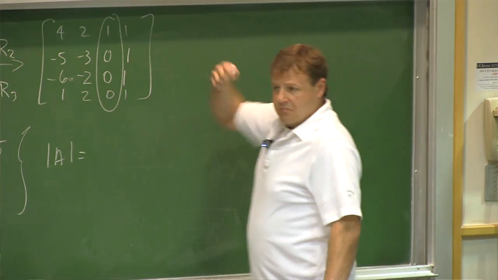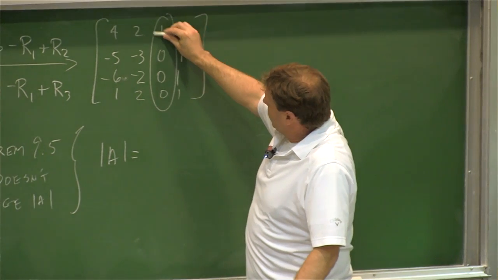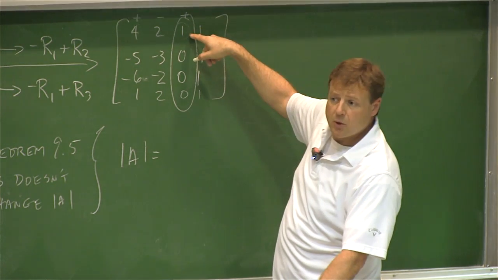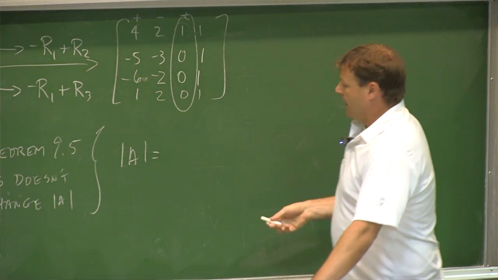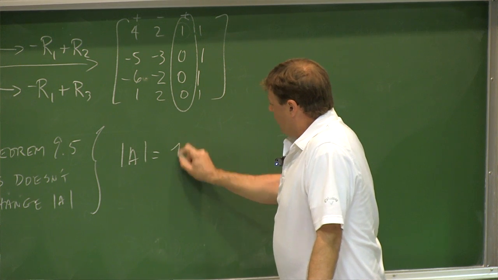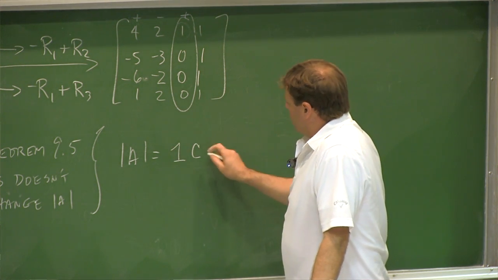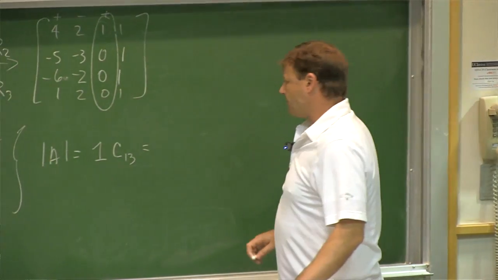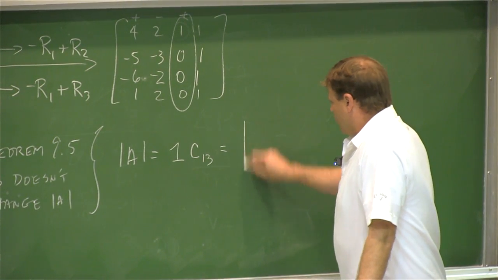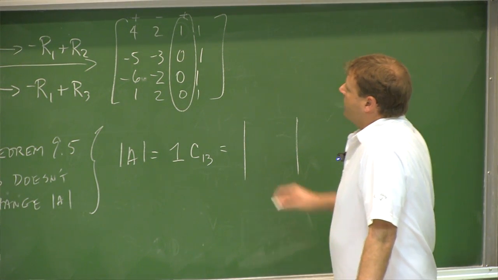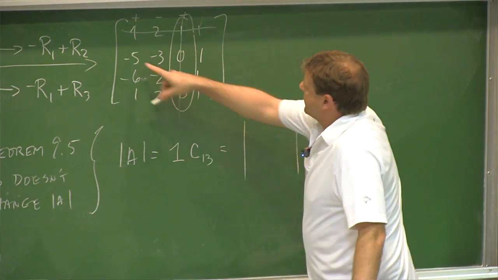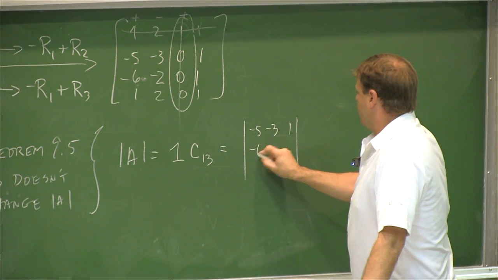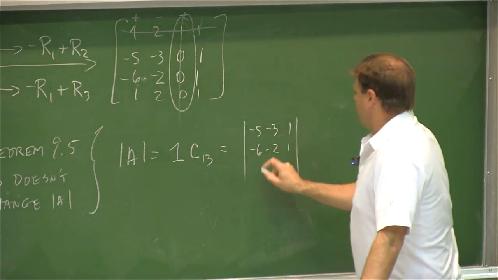Okay, now just for your practice, since this is the only guy that I'm really going to use, let's go and get the plus minuses. So it's plus minus plus. That's a plus location for the cofactor. So this determinant is equal to 1 times the C13 cofactor. I don't need any of the others to be present. And that's going to be equal to the determinant of the matrix negative 5, negative 3, 1. Then negative 6, negative 2, 1. Then 1, 2, 1.